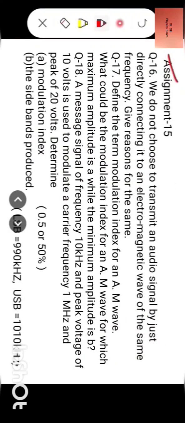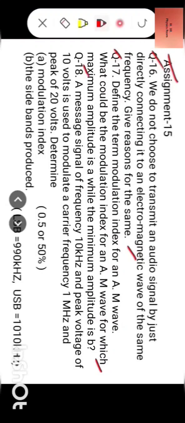Now assignment 15 continued. Question number 16. We do not choose to transmit an audio signal by just directly connecting it to an electromagnetic wave of the same frequency. Give reasons for the same. Question number 17. Define the term modulation index for an AM wave. What could be the modulation index for an AM wave for which maximum amplitude is A while the minimum amplitude is B?